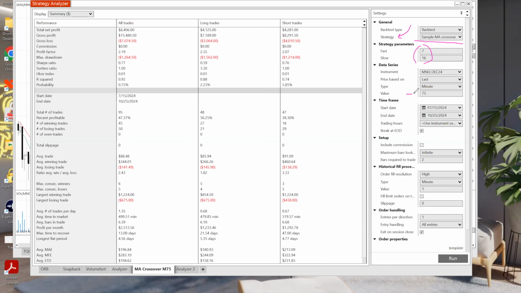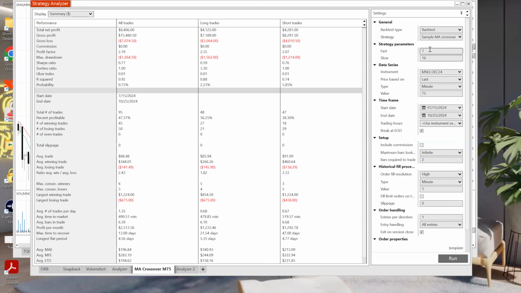And then you'll recall that we were using a 75-minute chart. That was the value of our chart. And then we were trading the MNQ December 24 contract. And our start date, what we call our testing period here, was about 90 days, give or take. So 7/15 to 7/25.